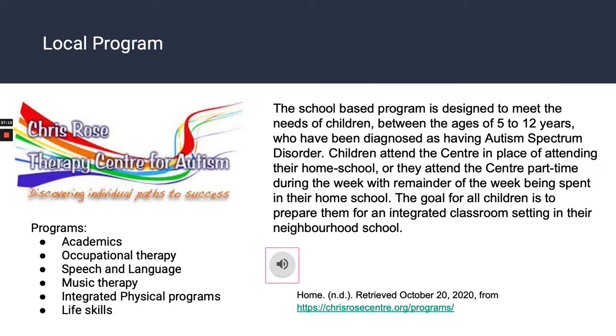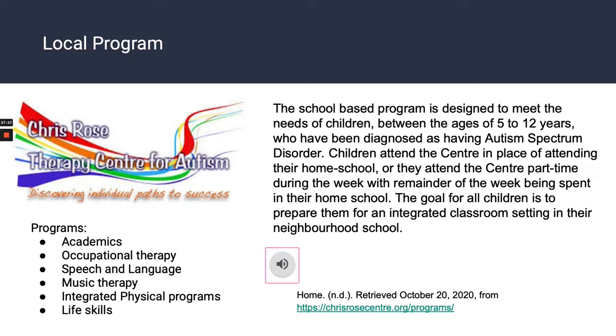Chris Rose Therapy Center for Autism offers programs such as academics, occupational therapy, speech and language, music therapy, integrated physical programs, and life skills. It also offers parent education for all parents and caregivers who have a child registered in the program. A close liaison is maintained between the child's integrated school placement and Chris Rose Therapy Center for Autism Society. There's also an extended program for ages 6 to 18 years of age.